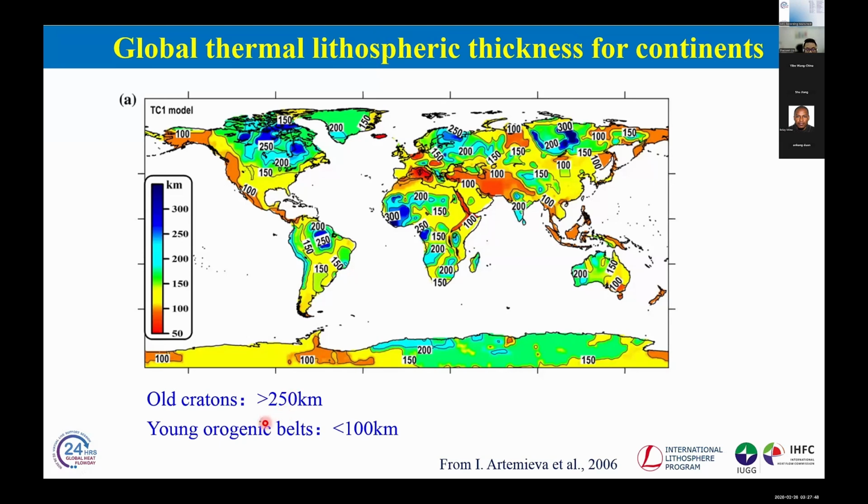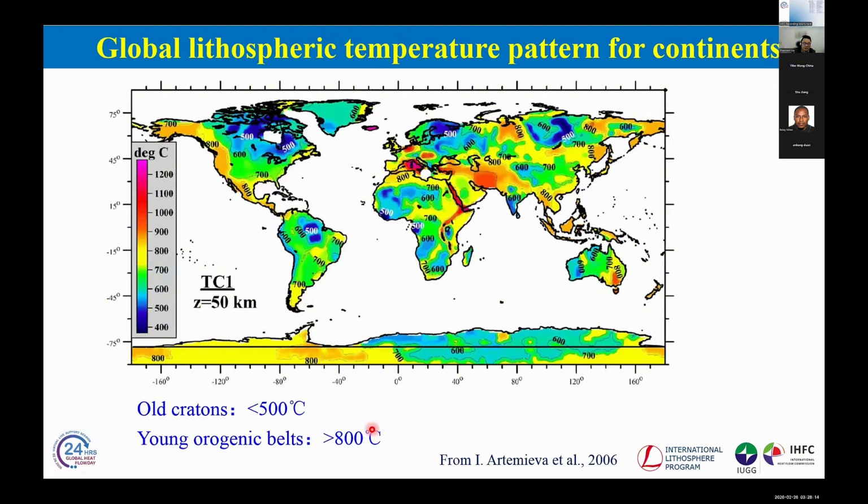While for the young orogenic or rifting belts, like this one, the collision zone between Indo-Africa and Eurasia, the lithosphere is quite thin, near to 100 kilometers. So we can see the lithosphere thickness has a big difference between the cratons and the orogenic belts or riftings. So this one is for the deep temperature.